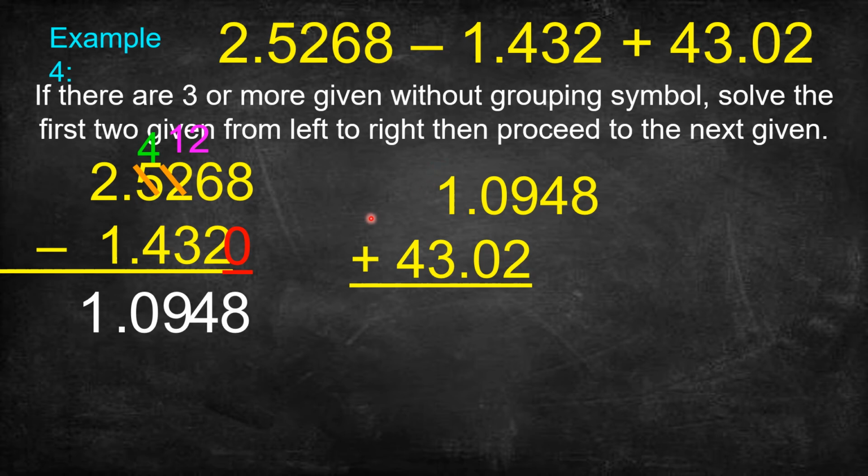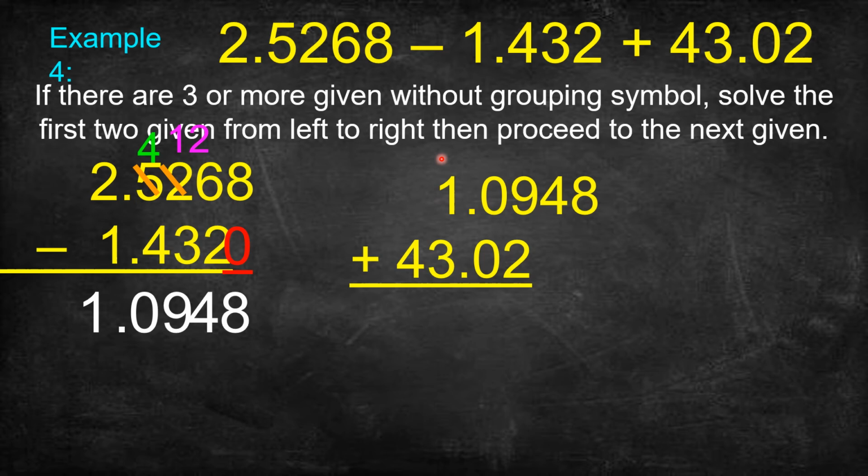And then dito sa pangalawa nating given, sa 43 and 200ths, 2 digits lang yung kanyang place value. So, kailangan magkatapat yung tenths and hundredths. So, since this is addition, pwede naman tayo hindi na mag-add ng zeros doon sa spaces. We can now proceed to addition.